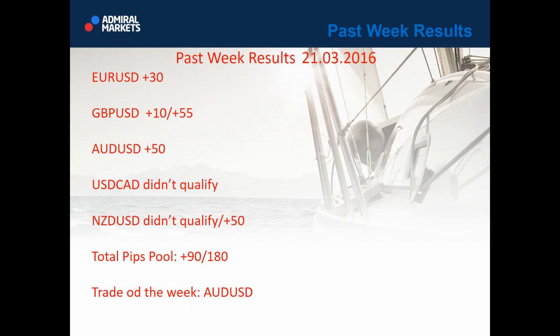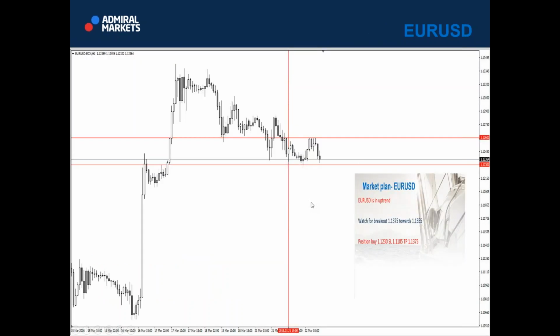Dollar CAD didn't qualify, but the trade went in our direction. New Zealand dollar didn't qualify, but it was only 5 pips short from our POC zone, as we could have made at least 50 pips, so it was very, very close to the POC zone. So basically it's either 90 or 180 pips. Again, a positive week, and we didn't have any losing trades.